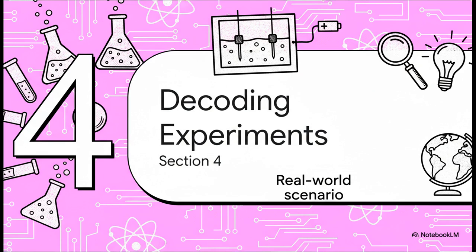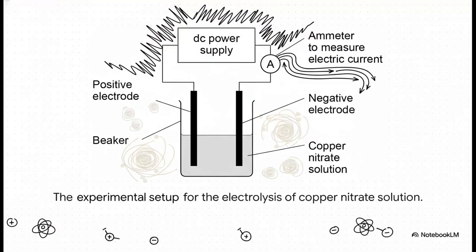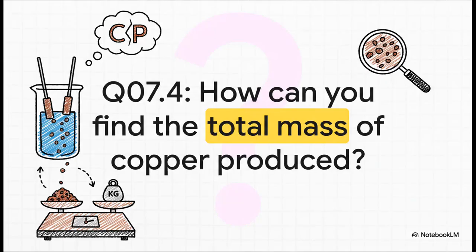A longer question based on an actual experiment. This is where you have to take your theory and apply it to what's happening in the lab. First things first, let's get our bearings with the setup. We've got our power supply, an ammeter to keep an eye on the current, and then our 2 inert electrodes just sitting in a beaker of copper nitrate solution. Pretty standard stuff.